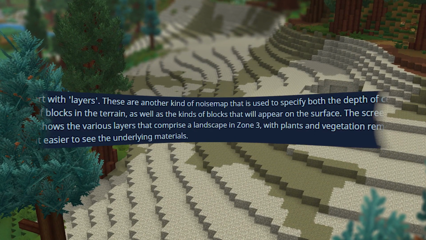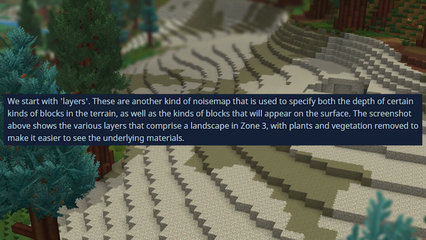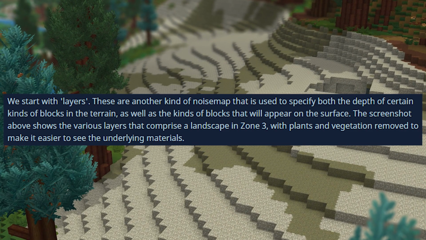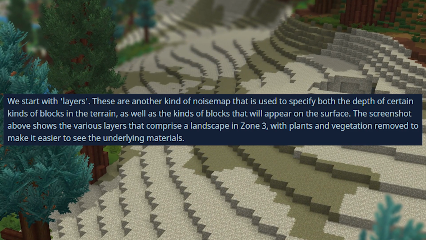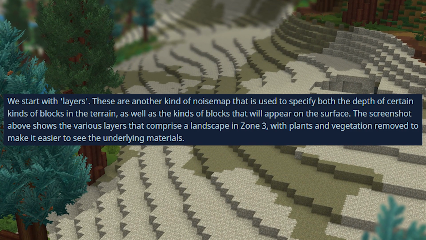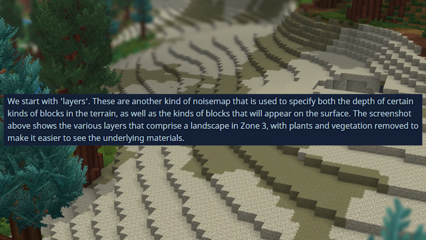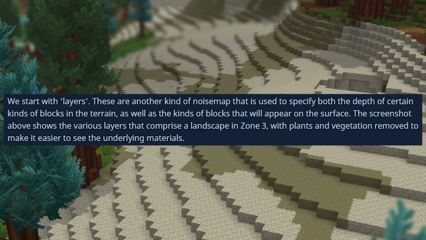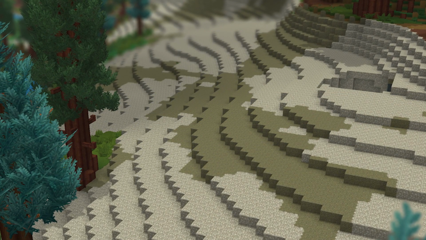These are another kind of noise map that is used to specify both the depth and certain kinds of blocks in the terrain, as well as the kind of blocks that will appear on the surface. The screenshot above shows the various layers that comprise a landscape in Zone 3, with plants and vegetation removed to make it easier to see the underlying materials. Yeah, as I said before, it looks really cool.